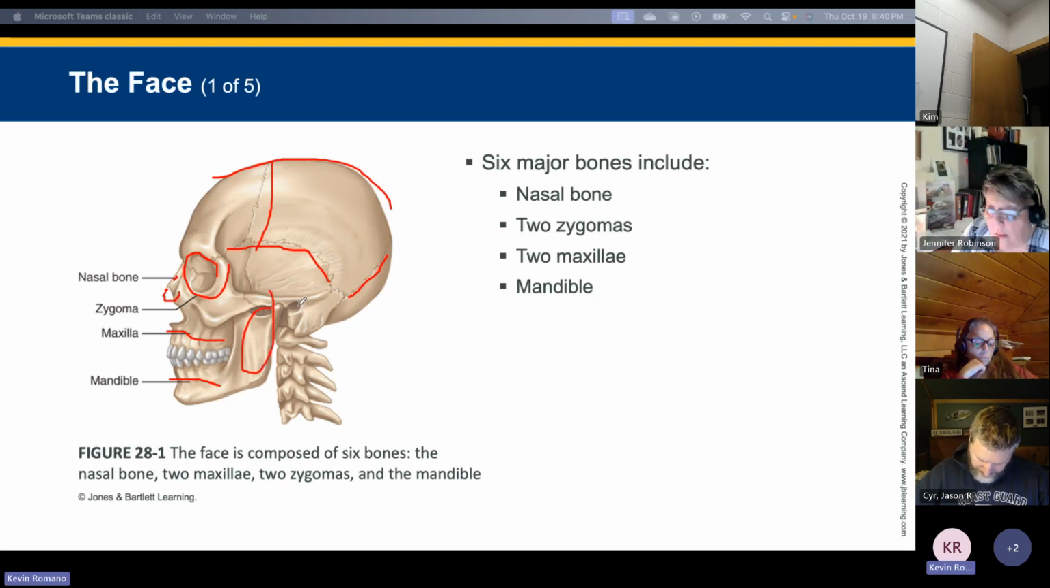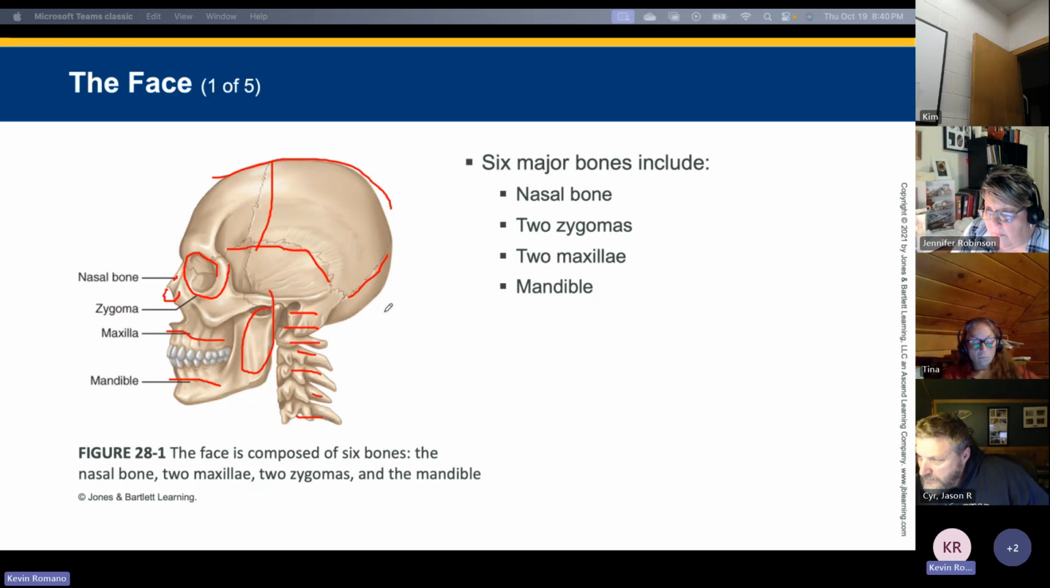And then obviously we have C1, C2, C3, C4, C5, C6 as it goes down. C1 is called your atlas. C2 is called the axis. And C3 is just called C3, and C4 and so forth going down.